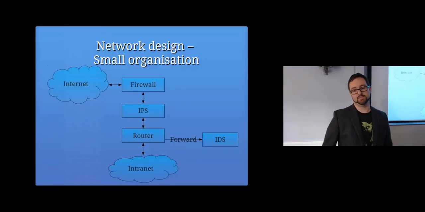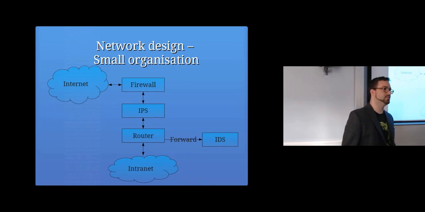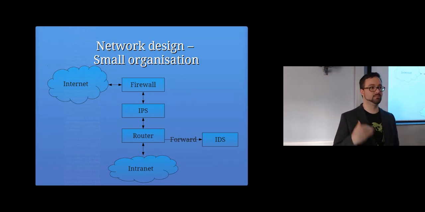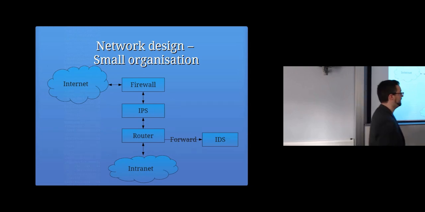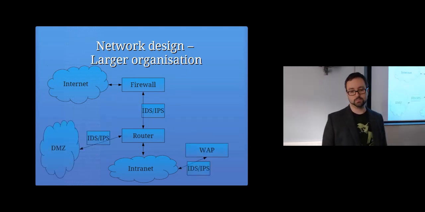So for example, if you have a small organization, you might have the internet, and you've got some corporate level firewall between all of your computers and the internet, and then you might have an IPS system, so it does some intrusion prevention, and that's inline between the internet and the intranet, so all your actual computers in your organization, because then it can actually do something about it and basically stop any traffic. Whereas an IDS doesn't have to be inline. It just needs all the traffic forwarded to it for it to look at.